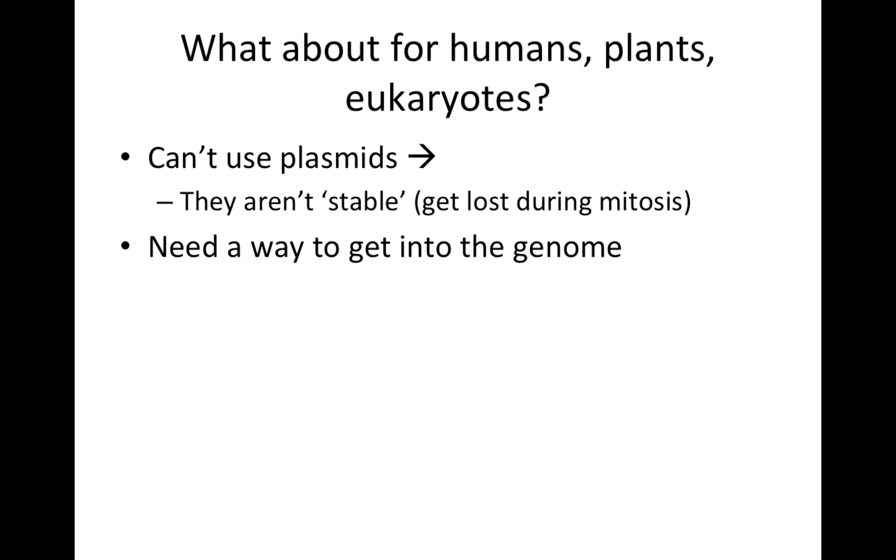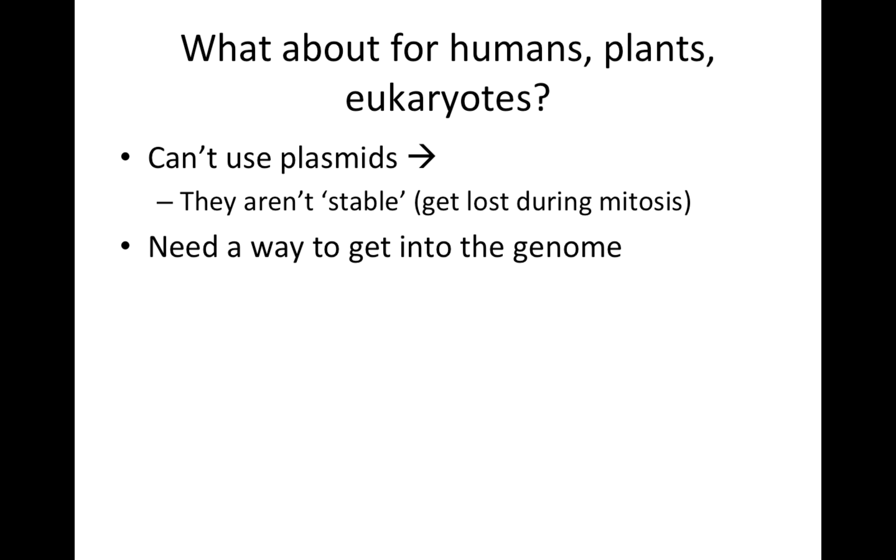But it's not quite as simple for humans, plants, and other eukaryotes. The reason is that we can't really use plasmids. As we'll learn when we study mitosis in these organisms, in eukaryotes, linear chromosomes have to line up when we do mitosis, when we have cell division. And so if we have this kind of plasmid, this circular DNA, that will eventually get lost. So that's not going to be enough.